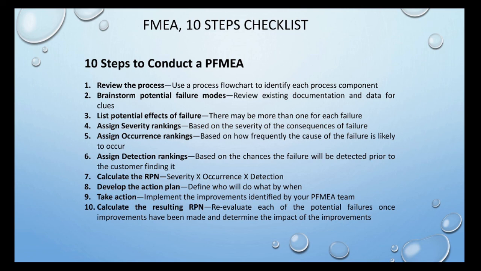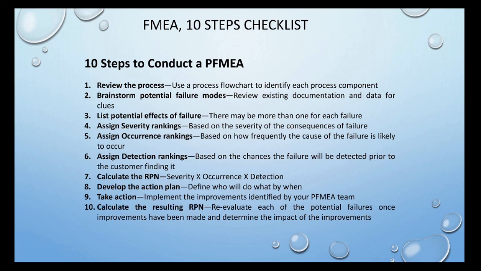When you calculate the RPN, it helps you in developing the action plan, that is, defining who will do what and when they are going to perform it. Everything will be managed in developing the action plan. And in the ninth step, taking action, implementing the improvements identified based upon the FMEA. So what are the solutions you have brainstormed, everything will be incorporated and you are going to implement it in your action.